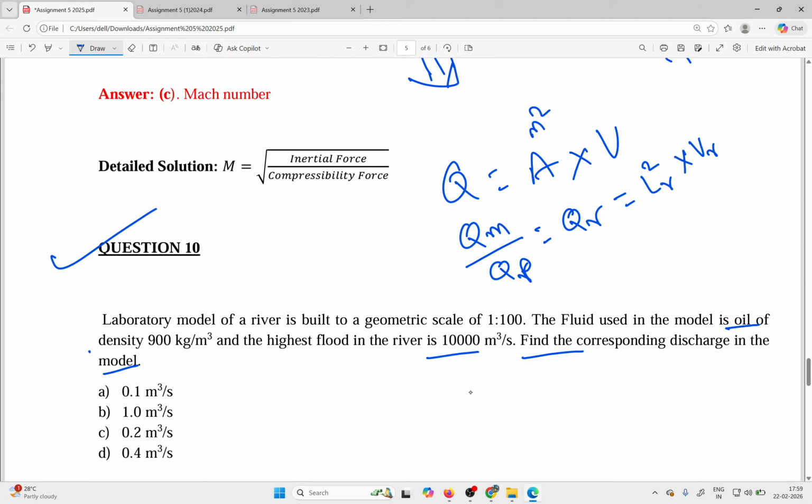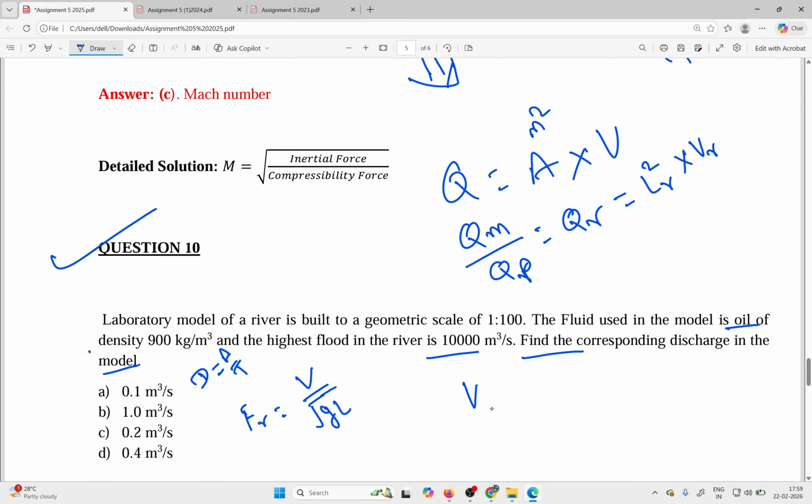For velocity, Vr comes from your Froude number similarity. Let me just explain again, very important. For the Froude number you know already, V by root gL, and the length parameter here is D, area by top width. Here this is meter square, this is meter, so we get the length parameter.